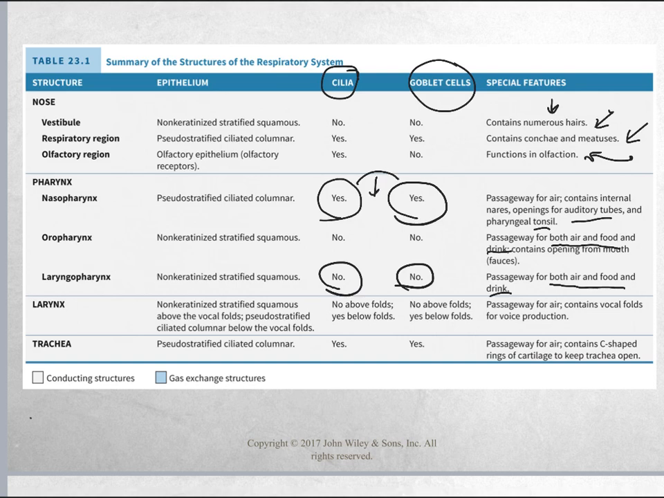And then we do our larynx. We see the cilia, yes and no: no above the folds, yes below the folds. Again, filtering when we get past this larynx. Epithelium, pseudostratified ciliated columnar inside the trachea. Notice in the mouth and all the way through the pharynx, stratified squamous, except for the respiratory region, where we have ciliated columnar. And then we have stratified squamous in the oropharynx and laryngopharynx. Back in the nose, ciliated. We're filtering in the nose, not so much through the mouth.